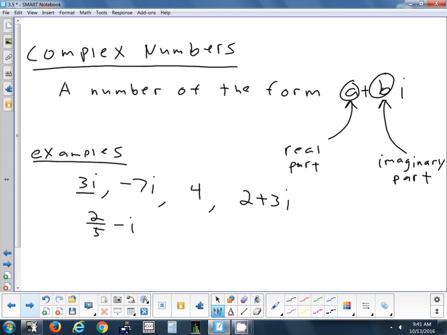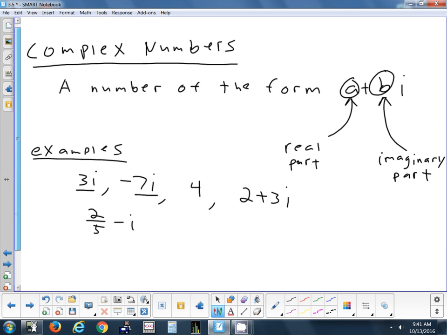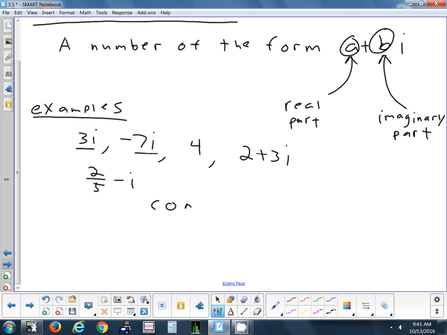All right, so the first 3 are kind of special cases. The first 2 are what we call pure imaginary numbers, because they have no real part. The third one is what we just call a real number. It has no imaginary part. And the fourth and the fifth one are complex numbers. They have both a real and an imaginary part.